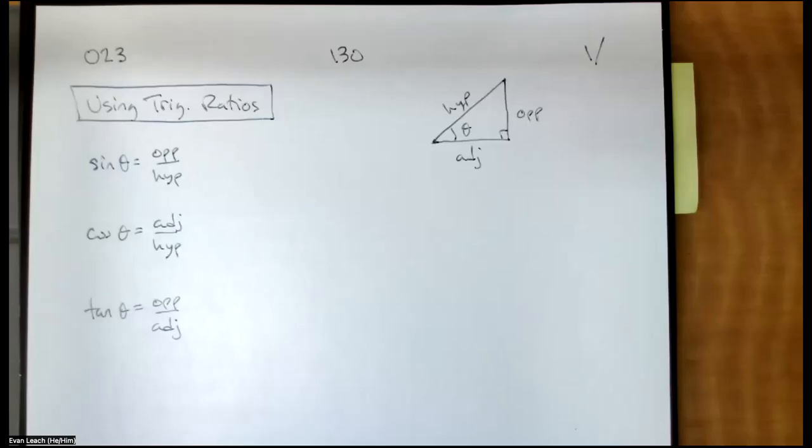Today, we want to look more at using trig ratios. We want to go over this again. This is an important part of what we do here in trigonometry. We have these trig ratios because I want to be able to understand all the measurements in a triangle.